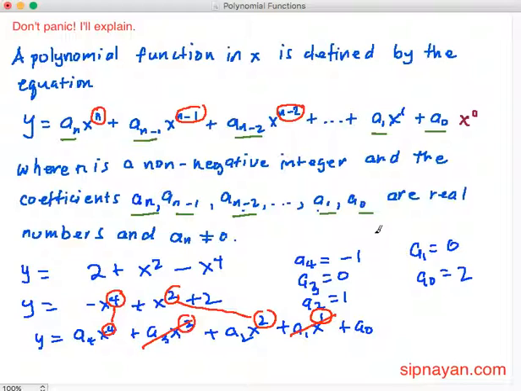So I hope meron kayong napulot dito sa ating video, and I hope naintindihan nyo ibig sabihin ng ating formal definition ng function. Of course, yung n natin can be any non-negative integer, no? Pag negative yan, hindi na yan polynomial function. So it can either be 0, yung katulad dito, or it can be a positive integer, no? Of course, we can have n which are very large, no? For example, 2x to the 1000, it's still a polynomial function.